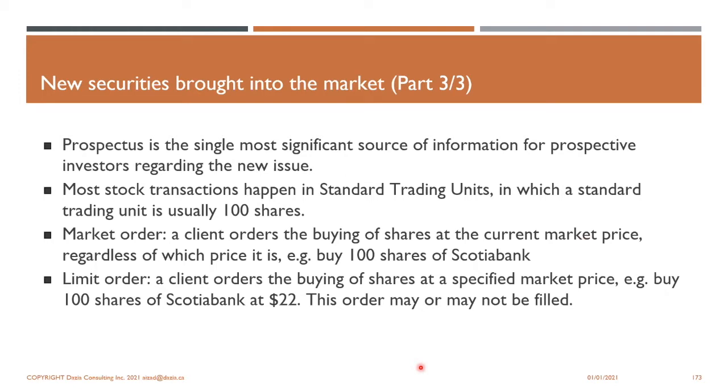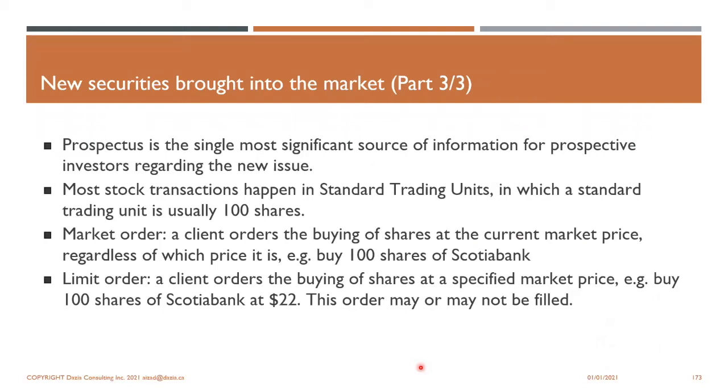Most stock transactions happen in standard trading units like 100 shares, but you can still get less, which is called an odd lot. When you put in orders for stocks, it could be a market order or a limit order. A market order is, for example, a client buying shares of the company at the current market price, regardless of what the price is. They don't care. If they say to the broker, I want 100 shares of Scotiabank, and they don't care what price it is now, that is a market order.